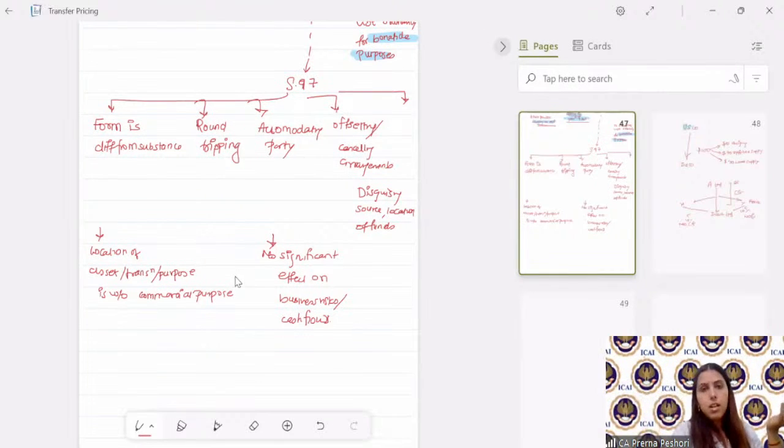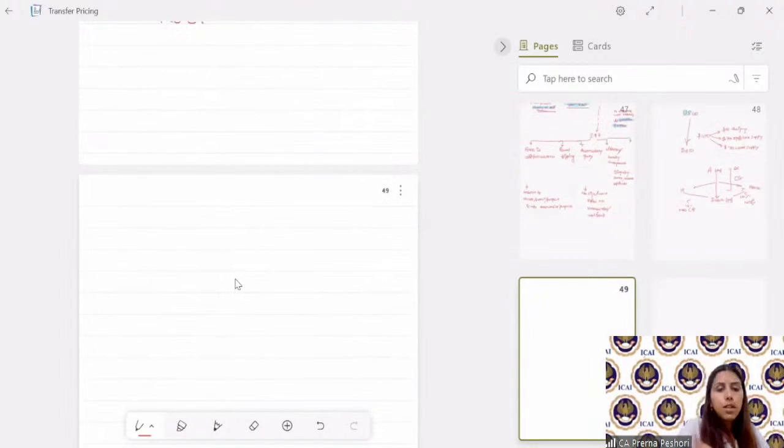Round tripping. Now what is the meaning of round tripping? Round tripping is also explained in section 97. It means that the arrangement in which through a series of transactions, the funds are transferred amongst the parties and the transactions do not have any commercial purpose. Let me give you an example for the round tripping.